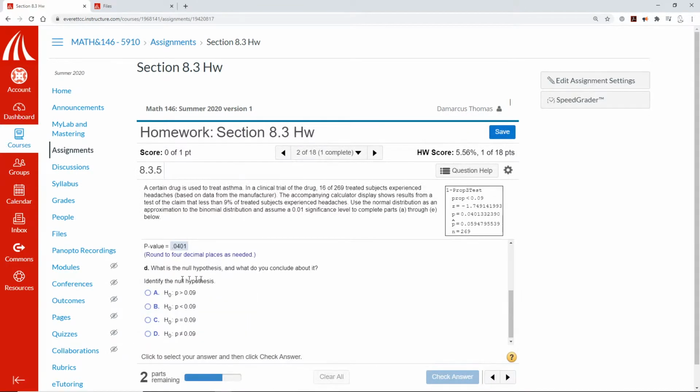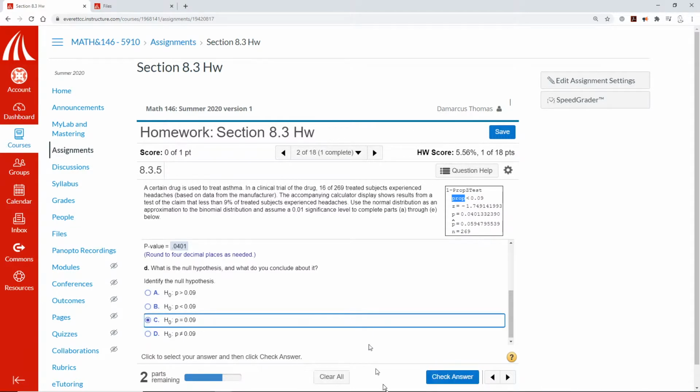What is the null hypothesis? Well, it looks like the null is saying that it's less than 0.09. So, well, that's not the null. It's the alternative. The alternative has an inequality. The null has an equal sign. So the null must be H null, which is H sub-zero. H null is defined as the proportion, or it's assumed that the proportion is equal to 0.09.